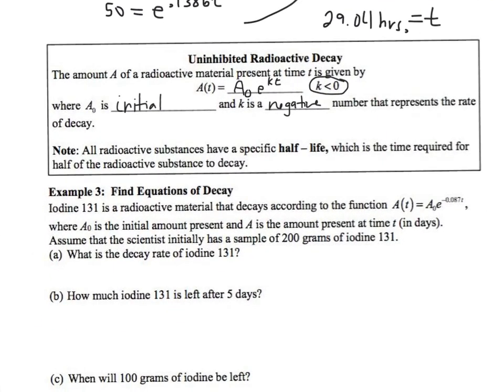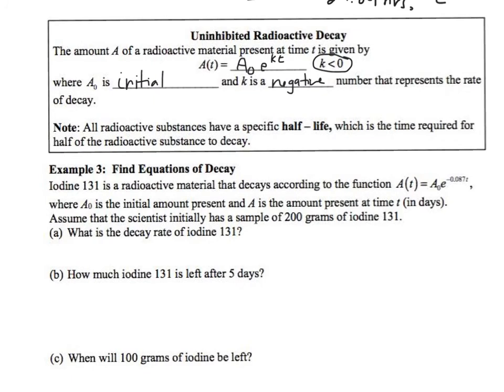Now, one term we'll use a lot in this radioactive decay section is the term half-life. Half-life is simply the time required for half of the radioactive substance to decay. So if you have 10 grams of radioactive material, how long it takes to go down to 5 grams would be your half-life. So let's look at an example of this.